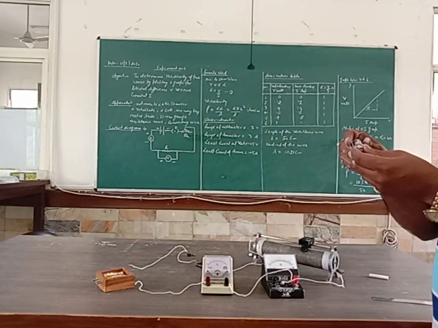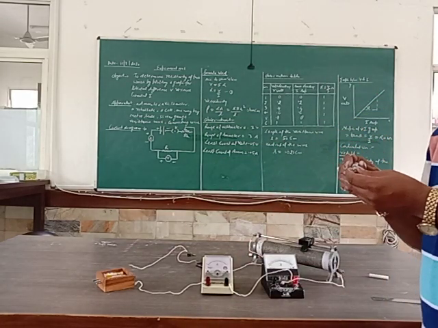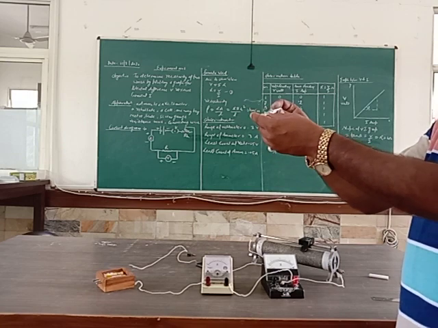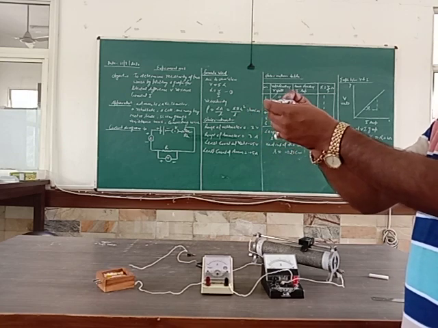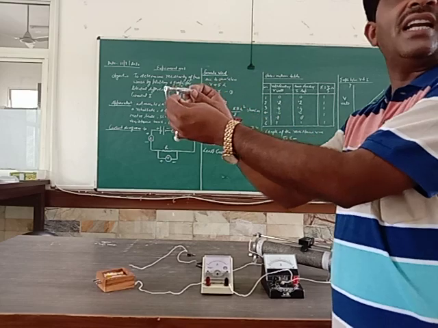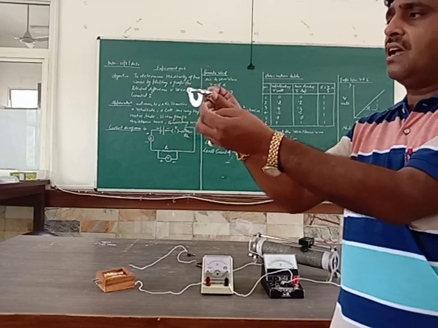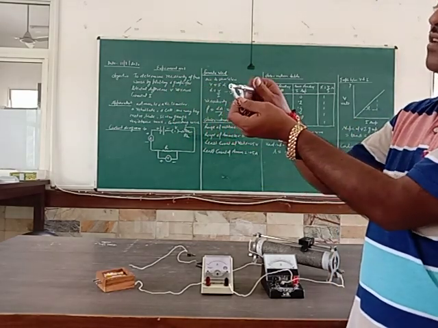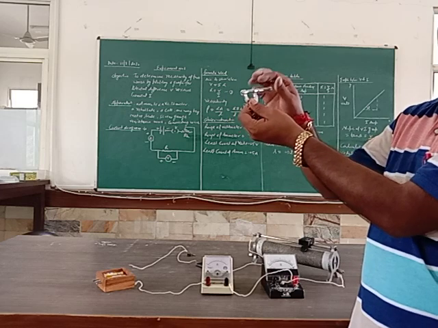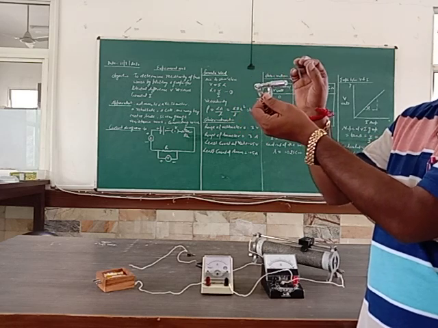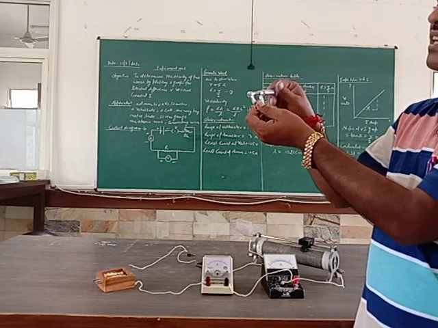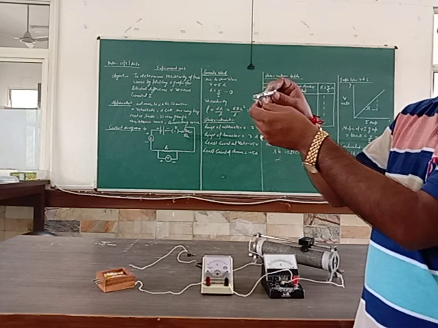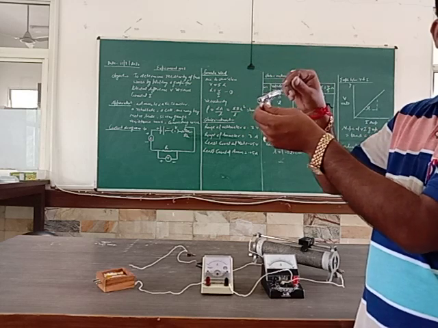You know this very well; you have already used the screw gauge in 11th class. How can we find the radius of this wire? First of all, we will check the least count. The least count of the screw gauge is 0.001 centimeter, and we take the main scale reading plus circular scale reading into least count.